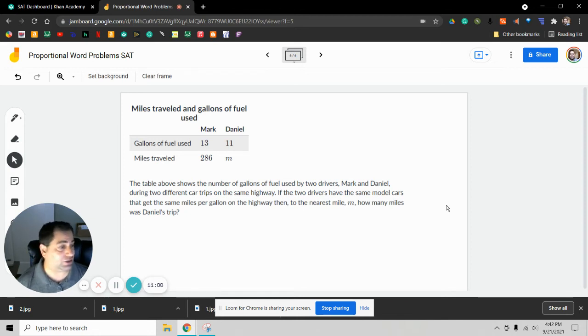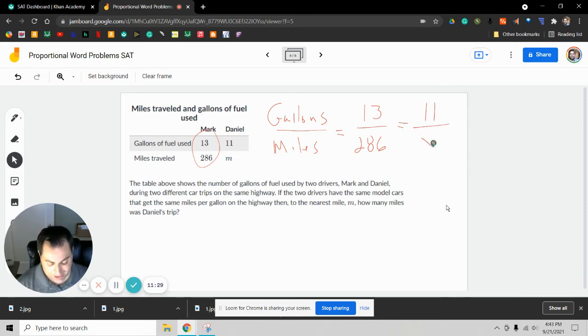So they actually set it up for us so that we have a proportion. And believe it or not, the proportion is actually very visible in the table here. So if we were to look here, we have gallons, right? We're comparing gallons to miles. And they've kind of set the initial ratio right here. It's 13 gallons to 286 miles. Now from here, they gave us 11 gallons is how many. So they actually did a lot of the work for us.